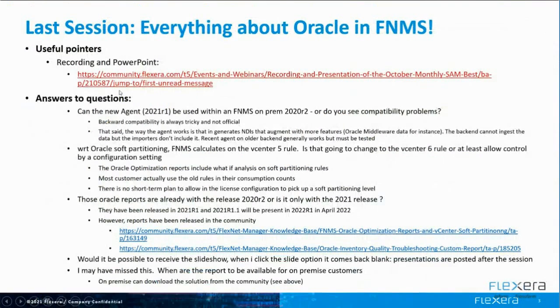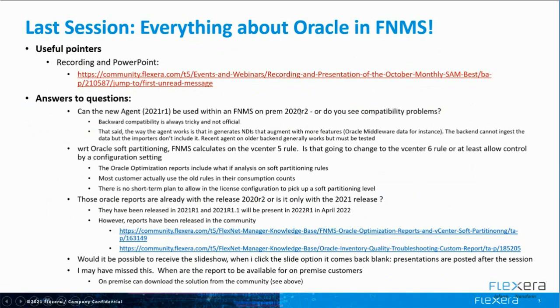There were some questions that I will address now. First, a big topic was around the new agent 2021 R1 that is collecting the Java application data on Unix, particularly the Java instance details, including the exact version with the build number and the path of installation. So the question was, can we use the 2021 R1 agent on a 2020 R2 FNMS instance? This is for a non-prime customer, of course.